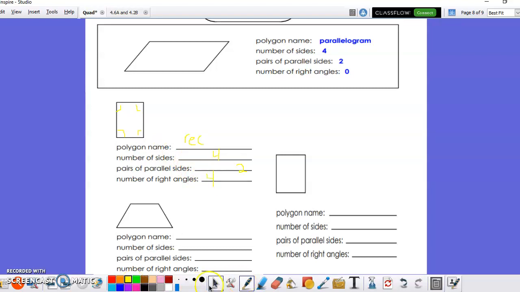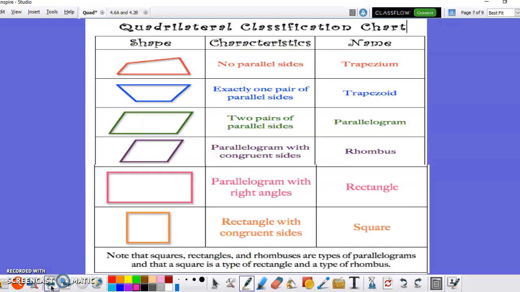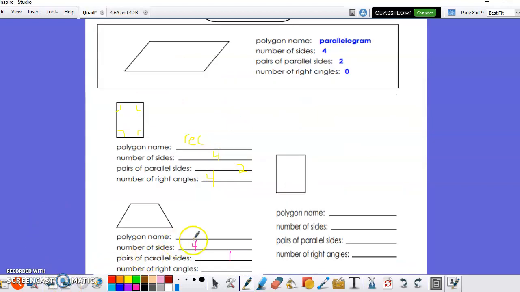And then with my next shape down here, I'm looking at it. Well, it has 4 sides. Number of parallel sides. Well, that's not parallel. This is parallel. So it only has 1 set of parallel sides. So when I refer back to my chart, what type of shape has exactly 1 pair of parallel sides? That is a trapezoid. I'm just going to put trapezoid. And does it form any right angles? No, it does not. So 0.